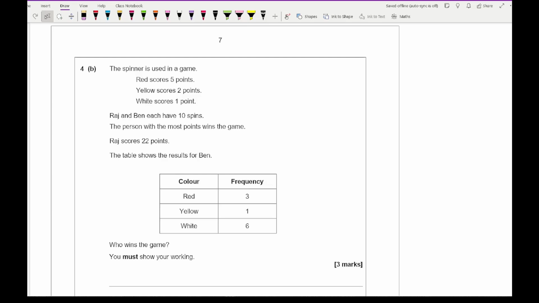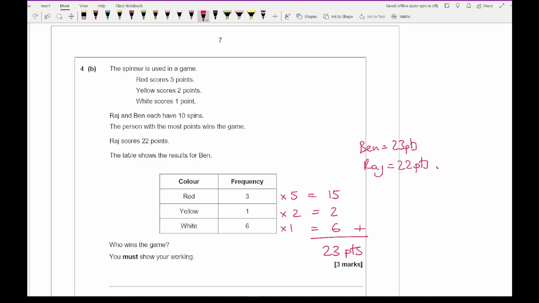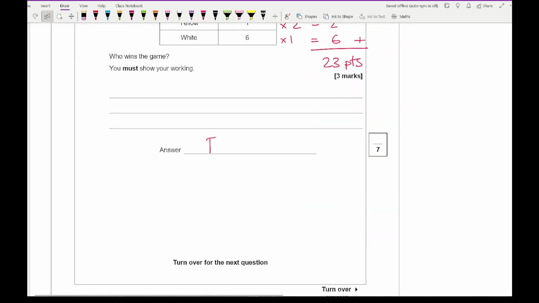So for this particular question, what we need to do is work out the number of points for Ben. For red, which scores 5 points, we need to multiply this number by 5, in which we get 15. For yellow, we need to multiply that number by 2, so 2 times 1 is 2. And for white, we need to times that number by 1, so 6 times 1 is 6. If I add up all of those numbers, I get an answer of 23 points. So if Ben has 23 points, Raj has 22 points, who wins the game? Well, that's going to be Ben.